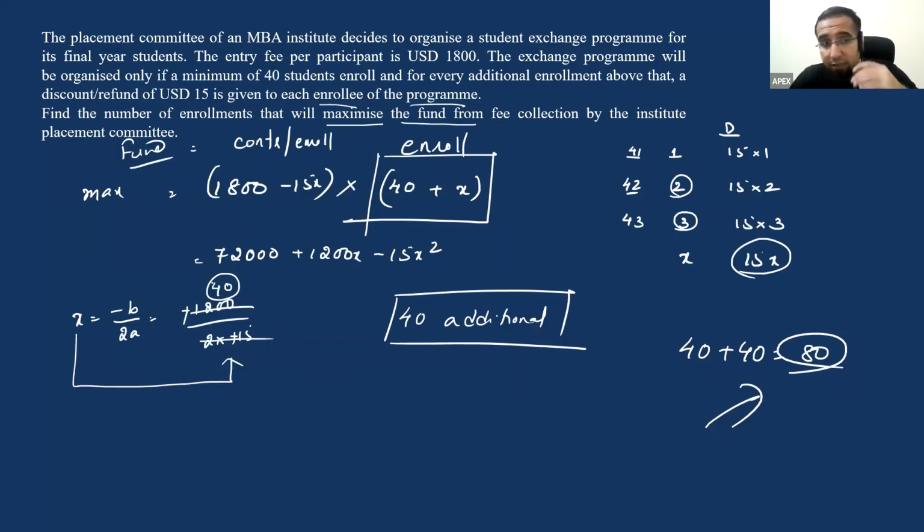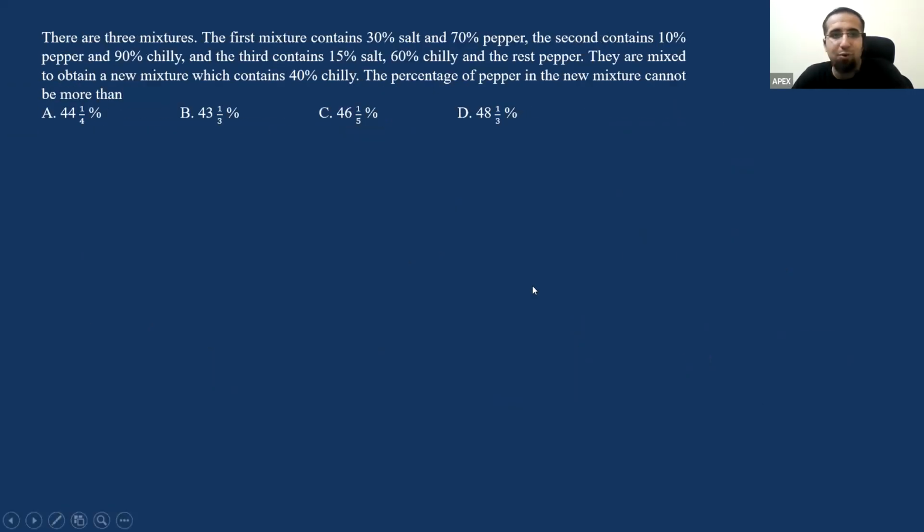Yep, let's look at this question, guys. Now, this question was a very weird question. If you make the equations, after making the equations, you should ideally leave this question. So let's try to understand why I leave this question. There are three mixtures. The first mixture contains 30% salt. Let's say I'm taking 100x. So 30x salt and the rest 70x pepper.